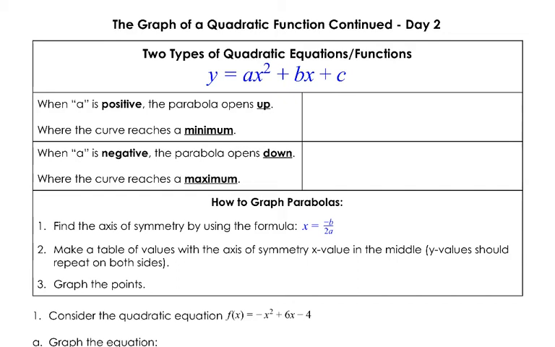One thing is clear, that the equation is still the same. Y equals ax squared plus bx plus c. Now we're talking about what the graph looks like, what the parabola looks like on the graph. So when a in the equation or function is positive, the parabola opens up.